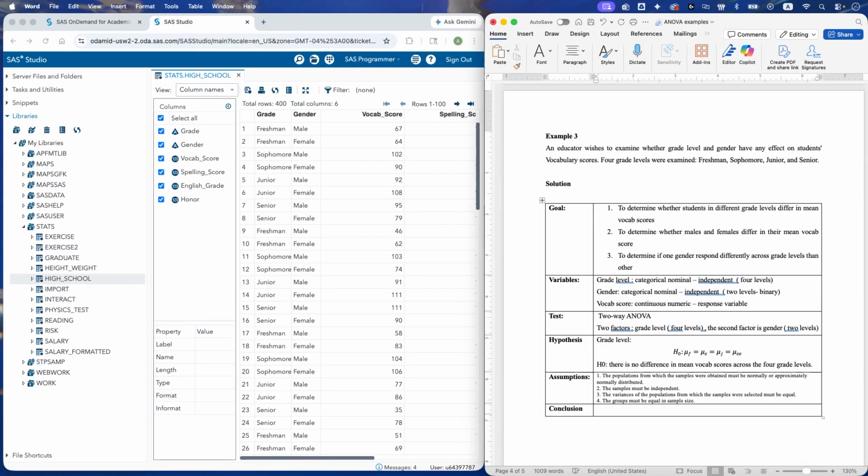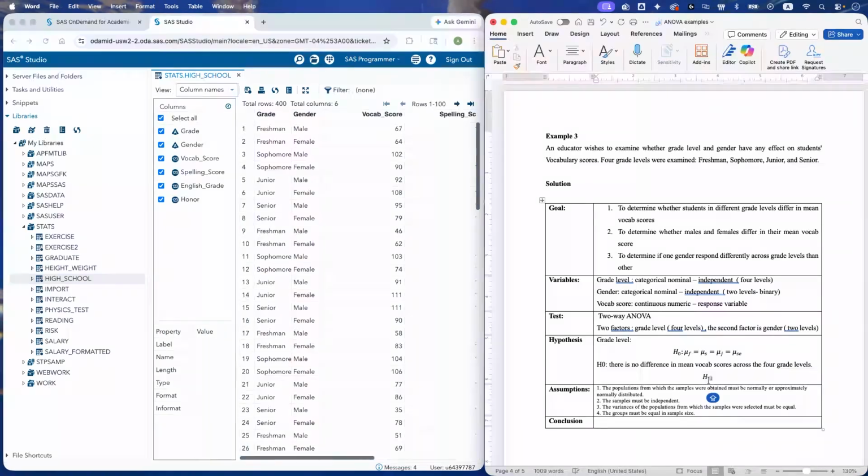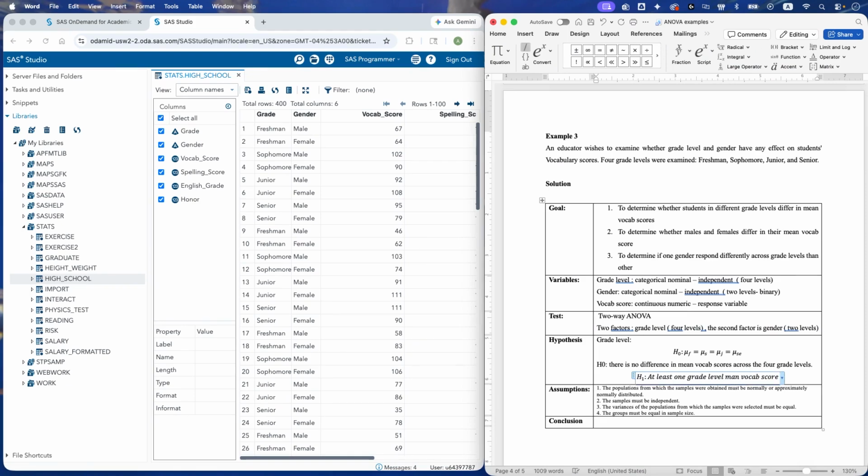The alternative hypothesis, on the other hand, is that at least one grade level mean vocab score is different. They are not all equal. Or at least one of them is significantly different from the others. This is the first hypothesis.